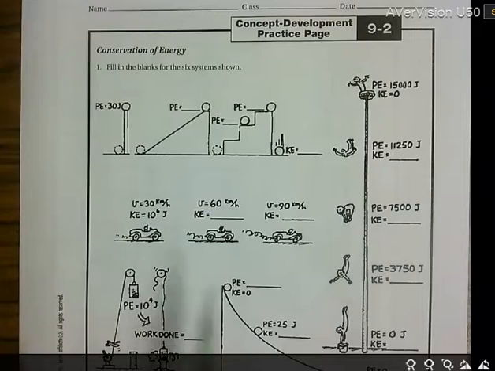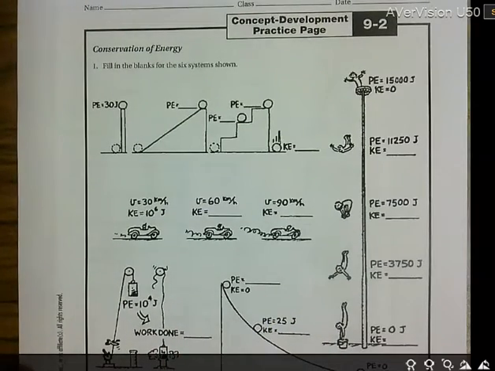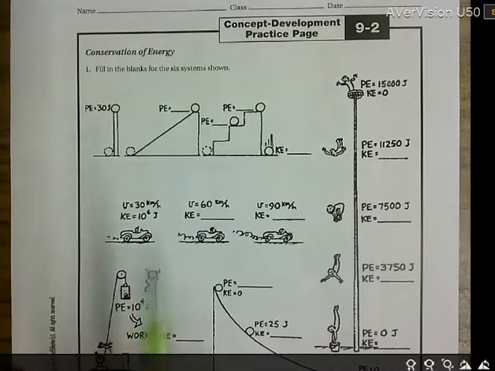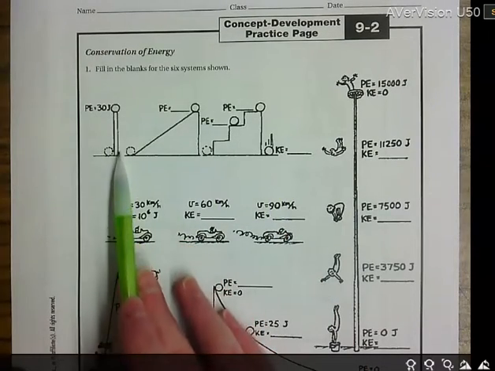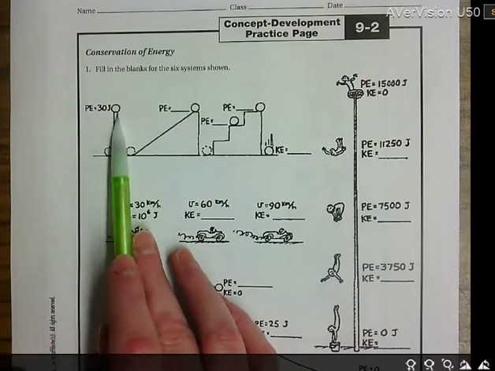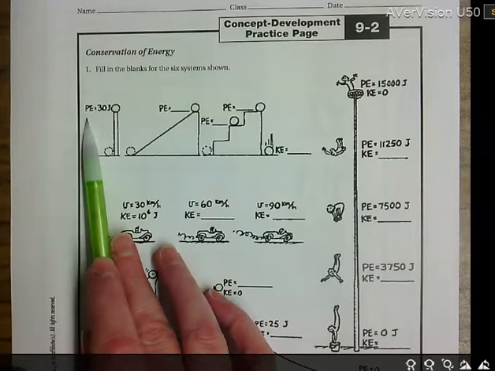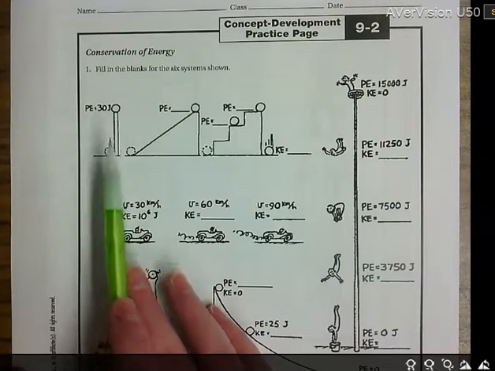So I am purposely going to save this one until the very end because in my opinion it's the toughest of the ones that are on here. So here we have an object that's raised to a certain height and we see that it has 30 joules of potential energy, specifically gravitational potential energy because it's raised in the air.